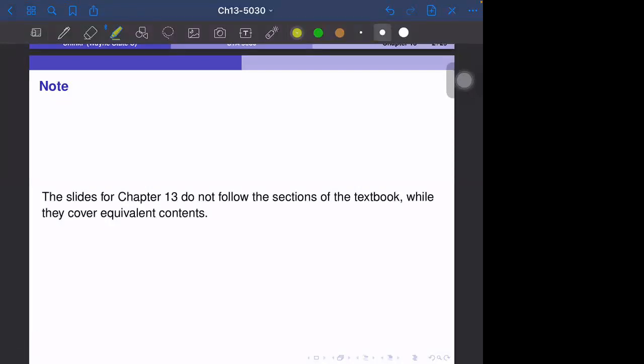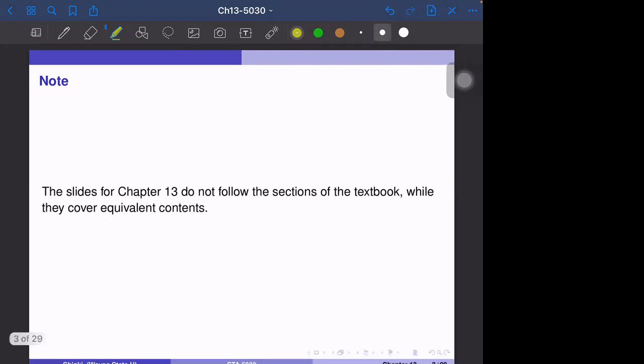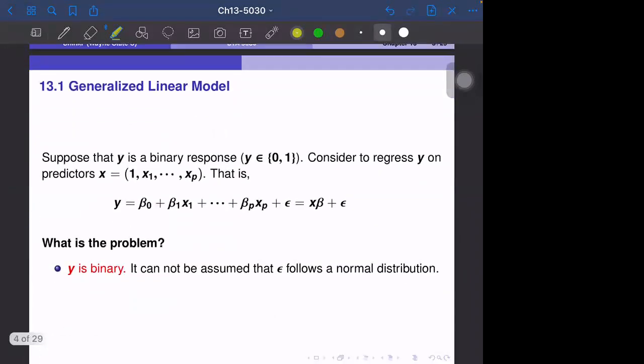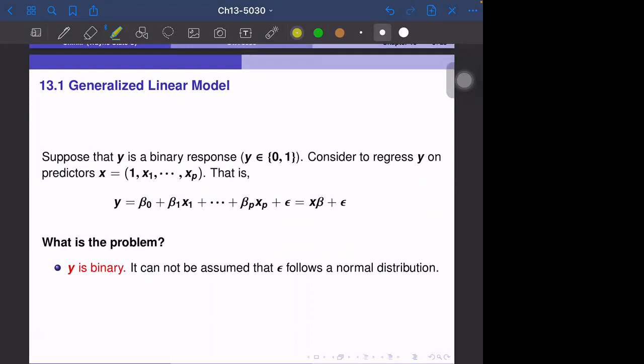The slides for chapter 13 do not follow the sections of our textbook, but basically they cover all the materials in that textbook. This section is 13.1, the generalized linear model. Think about the case that y is binary, y is either 0 or 1, and consider regressing y on predictors x1 to xp, as well as an intercept. So the linear model was this. And still, we know y values and x values. So what's the problem with the linear model?